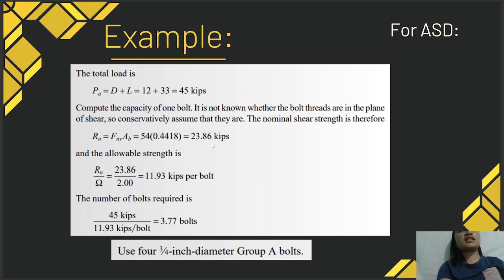over 2, which is equal to 11.83 kips per bolt. So for the number of bolts, we have the total allowable load, which is 45 kips, all over the allowable strength per bolt, which is 11.83 kips. So therefore we have 3.77 bolts, and we round up. We have now 4 of the 3/4 inch diameter Group A bolts.